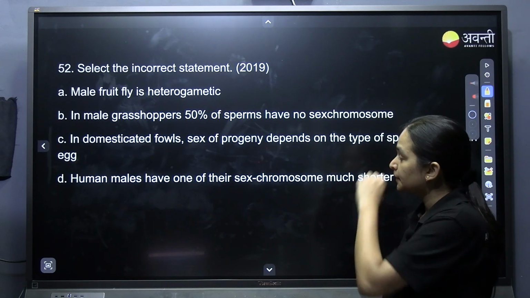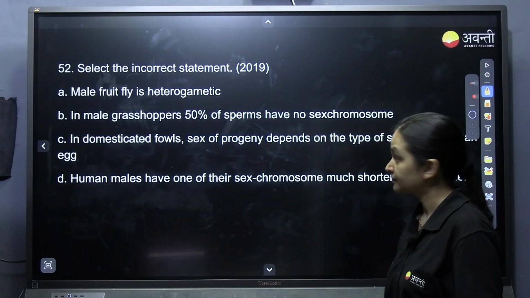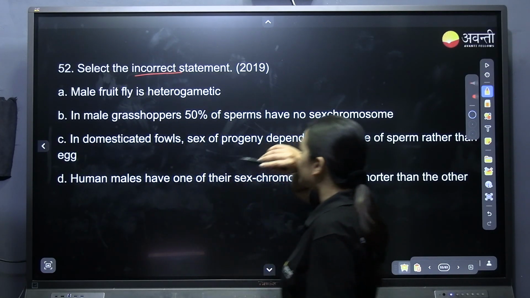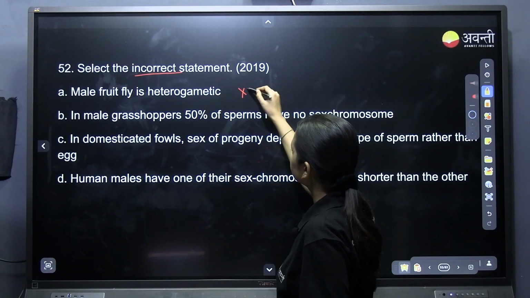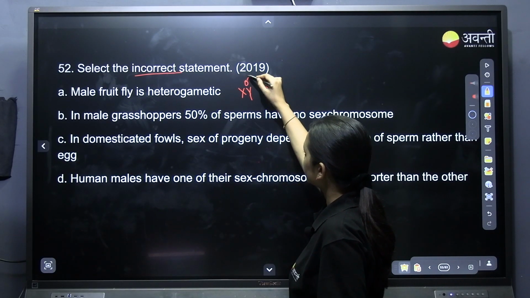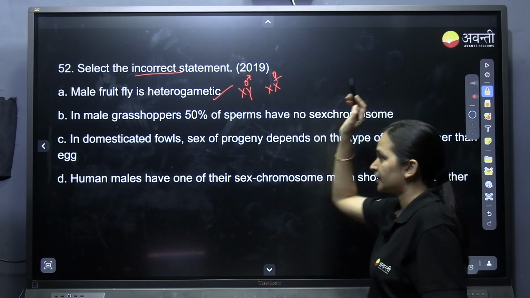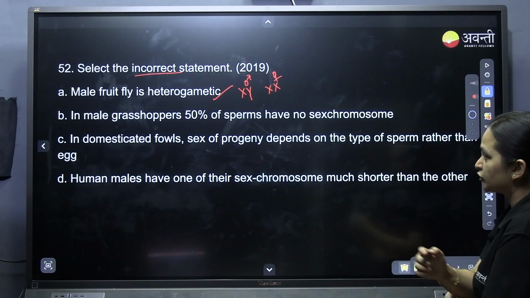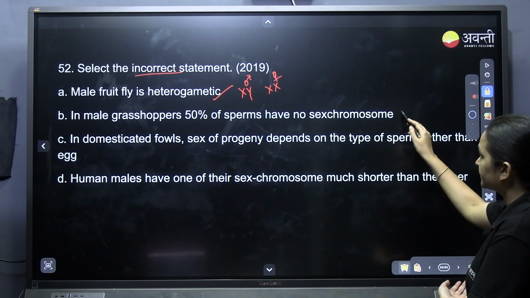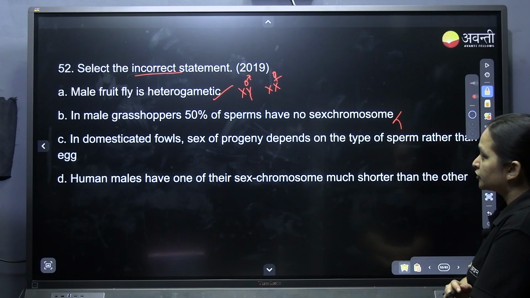Select the incorrect statement. Male fruit fly is heterogametic. You need to find the incorrect one. The male fruit fly has XY and the female has XX type. This is male and this is female. So definitely heterogametic. In male grasshoppers, 50% of sperms have no sex chromosome. Why? They have X chromosome, another 50% has Y chromosome. So we got the answer, yes.